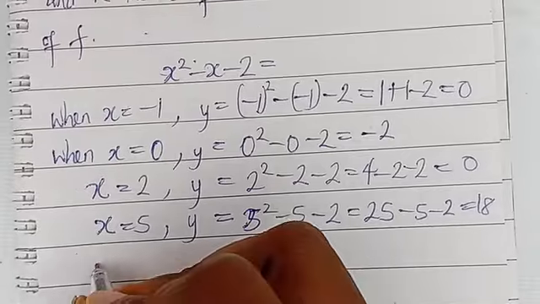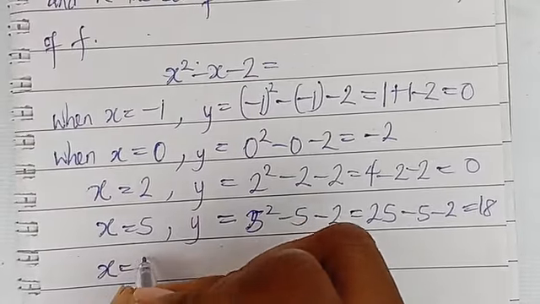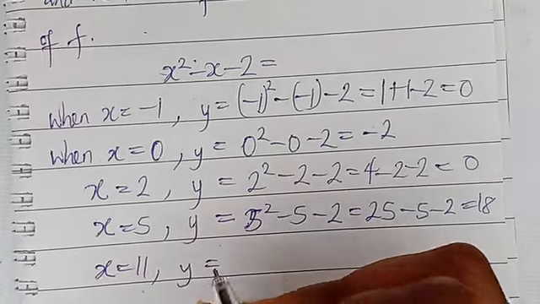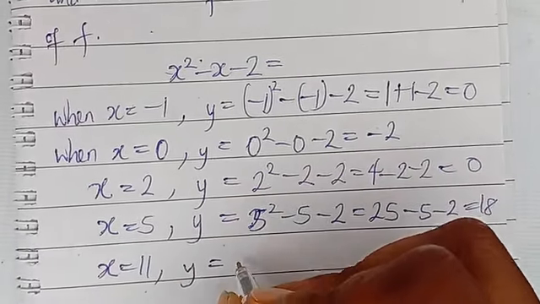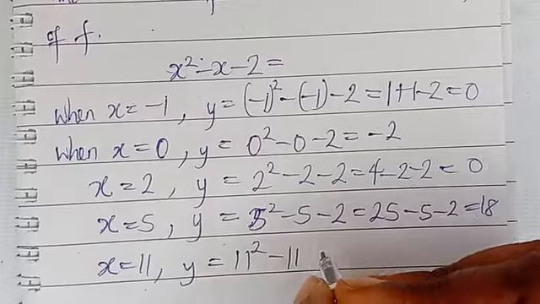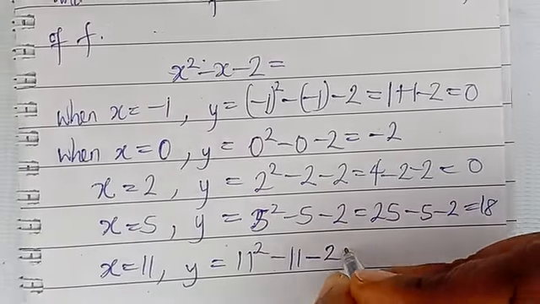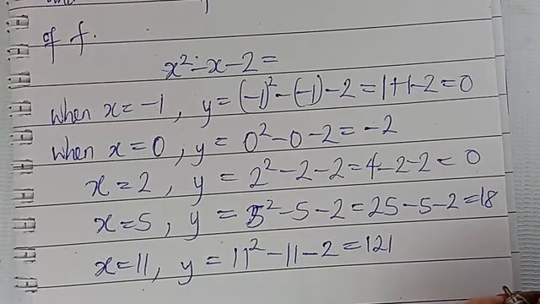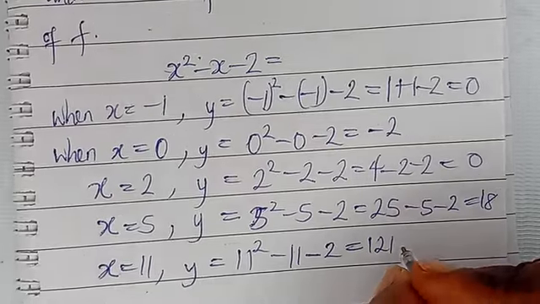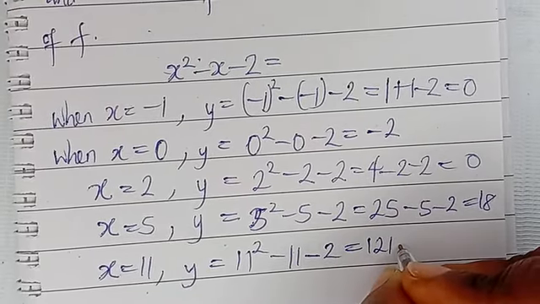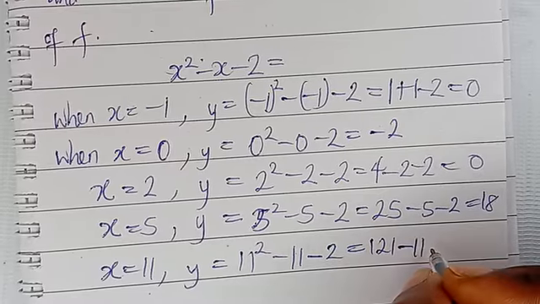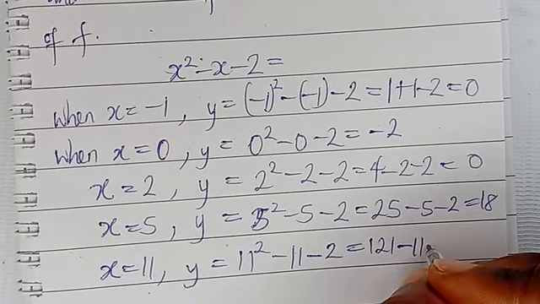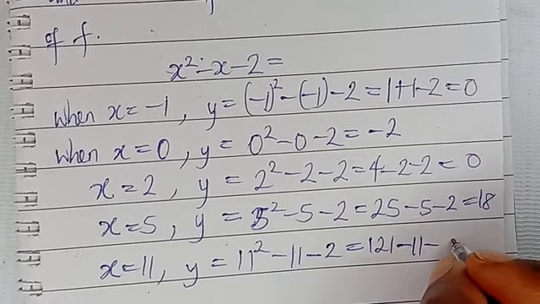We now have when x is equal to 11, we have that y is equal to 11 squared minus 11 minus 2. 11 squared is 121. 121 minus 11 is 110. 110 minus 2 is 118.